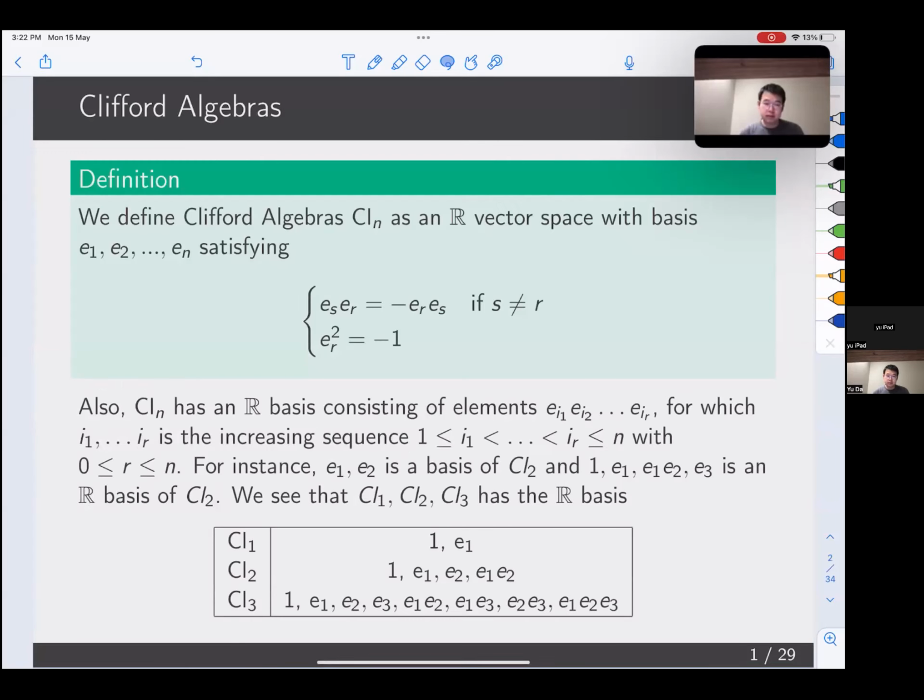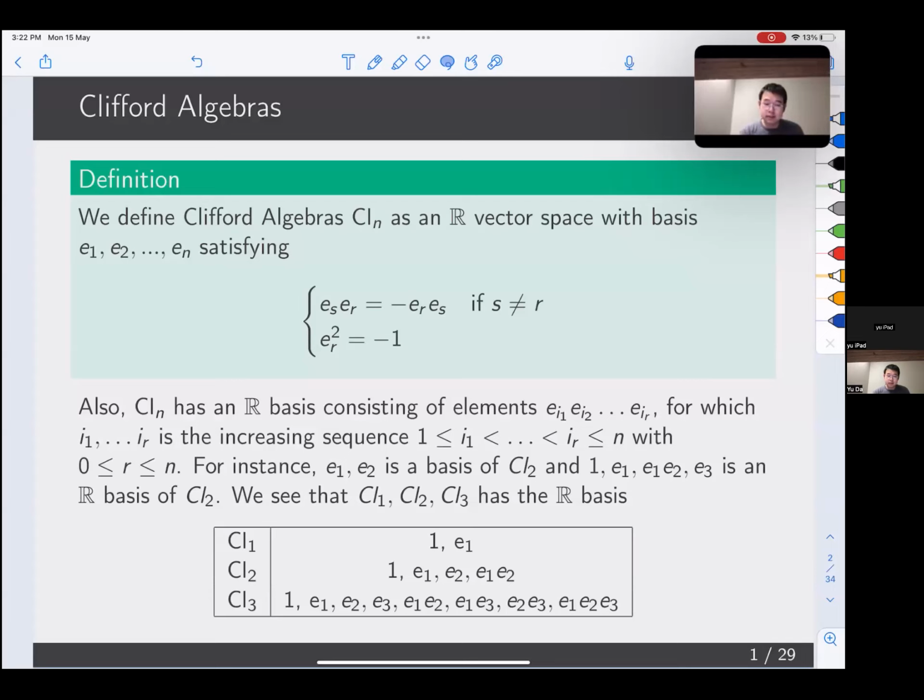First, we're going to define Clifford algebras Cl_n as an R vector space with basis e_1 to e_n, satisfying that e_s e_r equals negative e_r e_s if s is not equal to r, and e_r squared is -1.